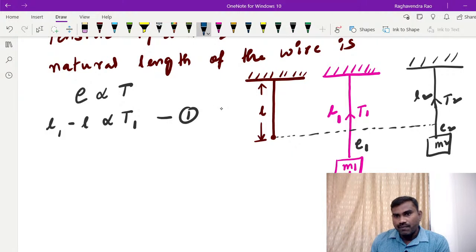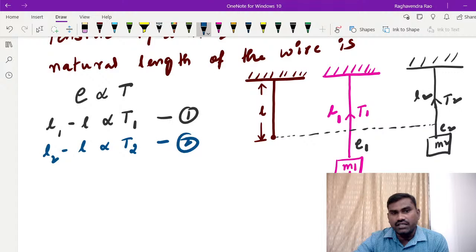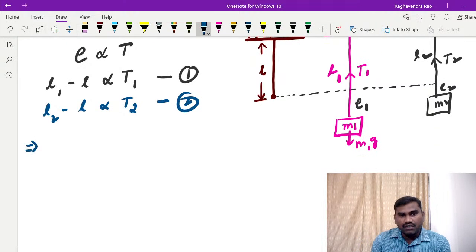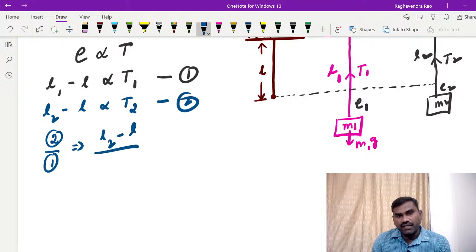In the same way, what is elongation here? Final length is L2, initial length is L. So L2 minus L is proportional to T2, when tension T2 is applied, because elongation is proportional to tension applied. Now we can take the proportionality constant; by taking the ratio, it will get cancelled. That means 2 by 1 or 1 by 2, whatever it is. So 2 by 1 will become (L2 minus L) by (L1 minus L) is equal to T2 by T1.